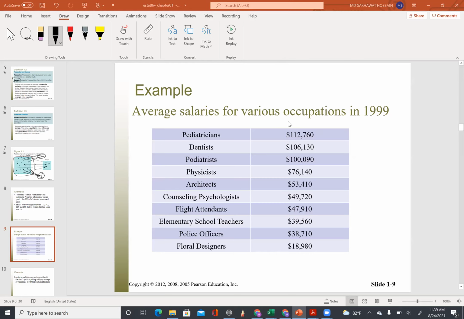So here are some average salaries of various occupations in 1999. This is also an example of descriptive statistics.